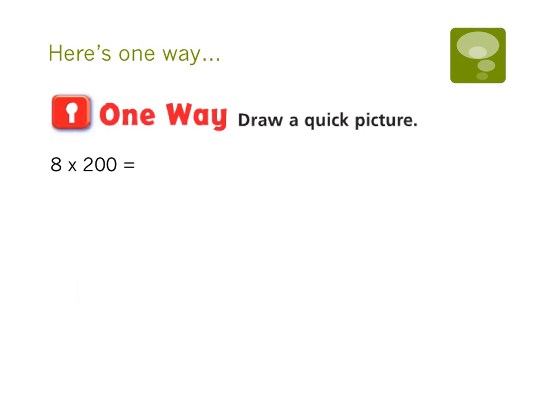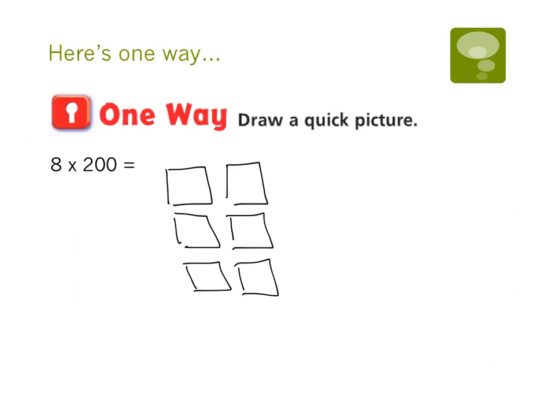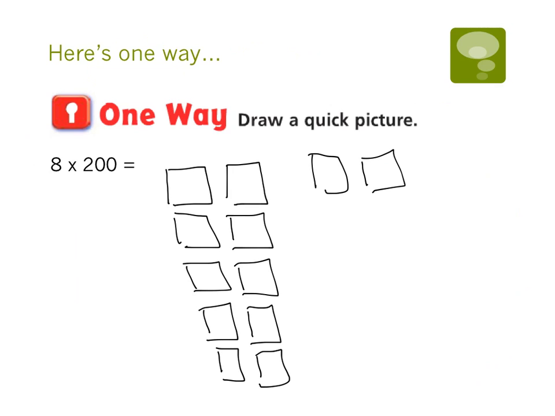One way to solve 8 times 200 is to draw a quick picture. If I use a square as my 100 and put 2 of them next to each other to represent 200, I could draw 8 rows to show 8 times 200.